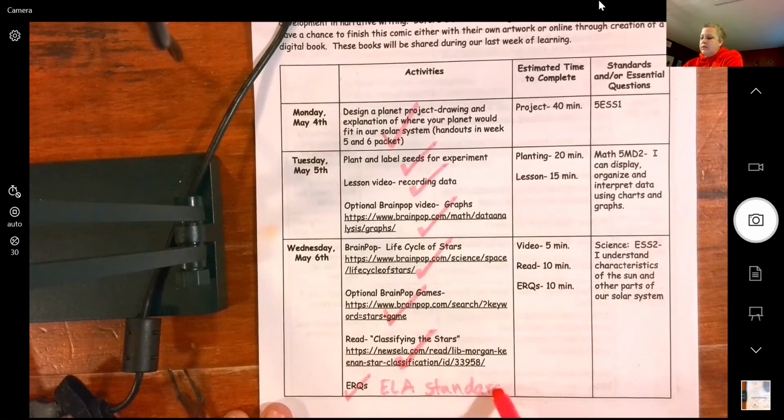So these, if you can take a picture and send them via Dojo or email, or you can also do a Google document and post them and share them online.